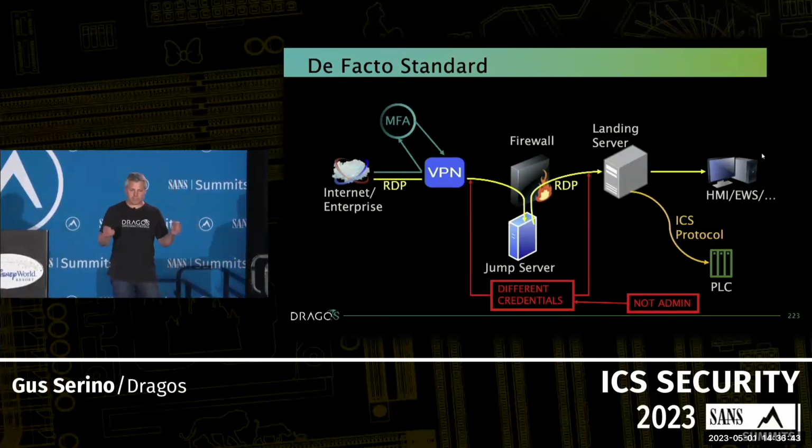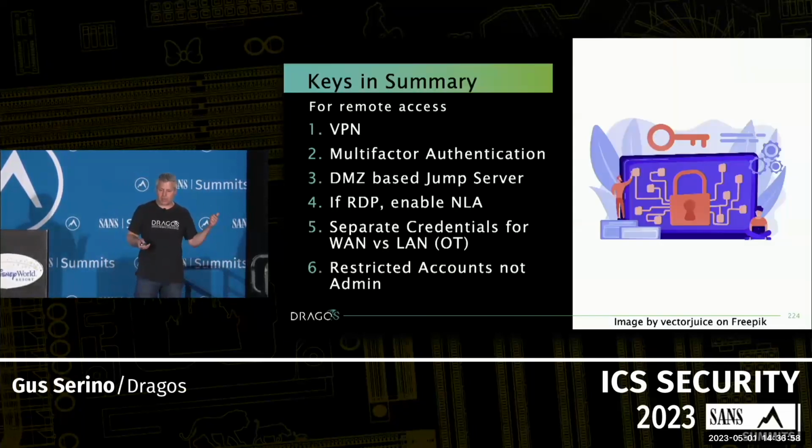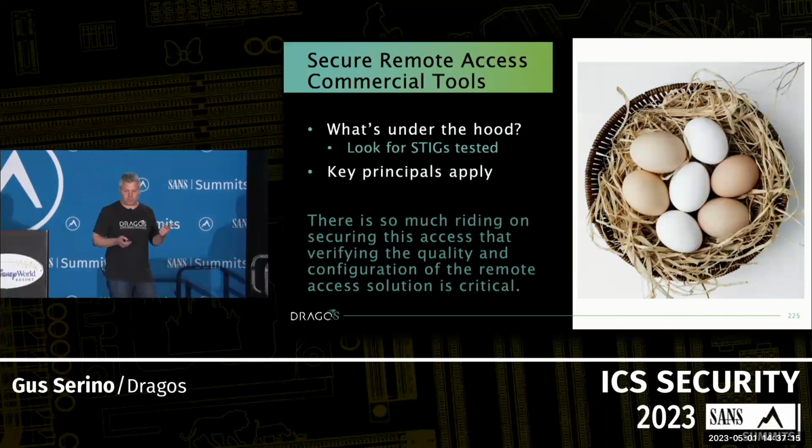That's why these little keys are really important to think about as you look at your remote access, your current one and your future one, where you're going, and ask: are we doing this right if we have it now? So those are the things, just in list form. Here are the fundamentals: VPN, multi-factor, a DMZ-based jump server. Yes, RDP with NLA enabled, but put in whatever weirdness is associated with the solution you're using. Separate credentials, and those accounts should not be admin.